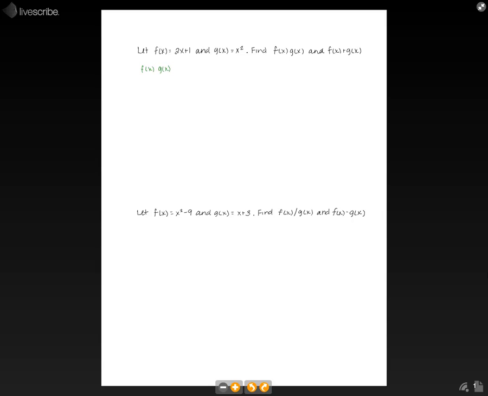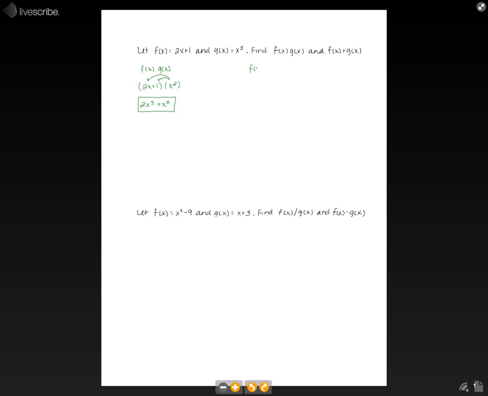Basically this is just saying a function f that has the variable x times a function g that has the variable x. Since we have those functions already listed, all we have to do is multiply them together. So this is f(x), and we need to multiply by g(x). The first thing we need to do is the distributive property here. Distribute the x squared to each term inside the parentheses. So we're going to end up with 2x cubed plus x squared. And that is the answer to f(x) times g(x).